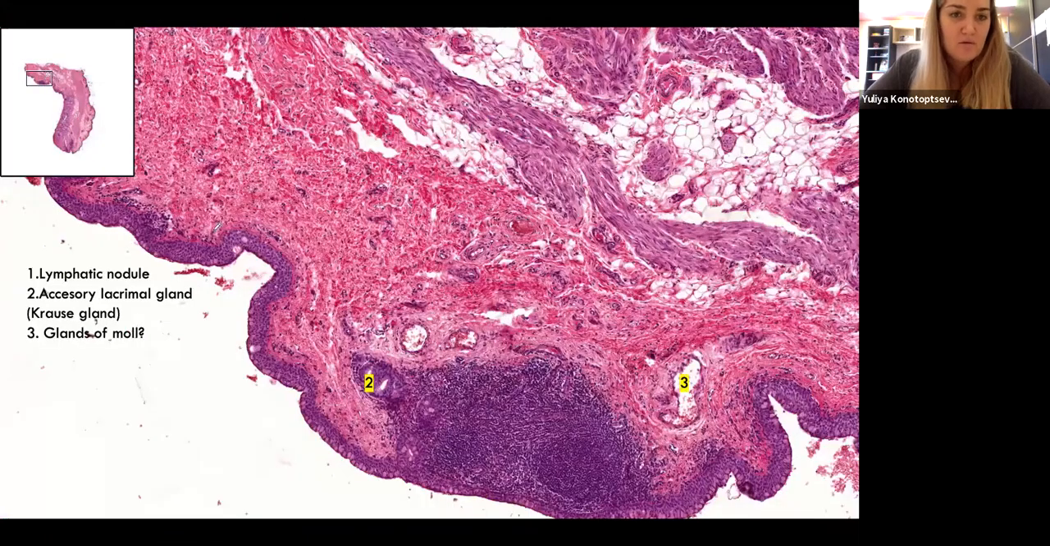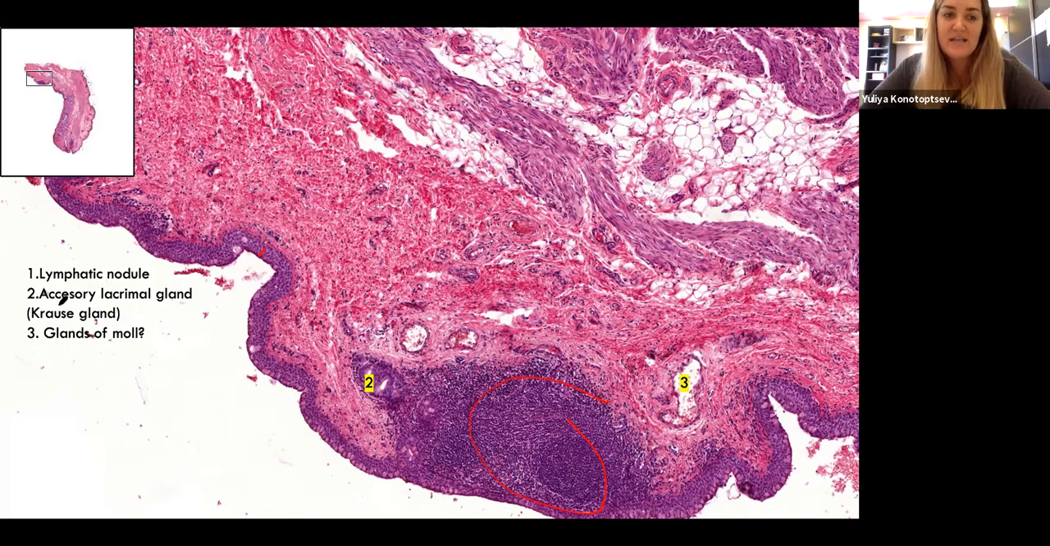Take a look where we are, right? So this is the conjunctiva, the palpebral conjunctiva. There's a lymphatic nodule. This lymphatic nodule is proof that this eyelid is inflamed. It's not normal to have this lymphatic nodule here. It's a proof that there is some kind of infection going on. There's some kind of inflammation in this eyelid.